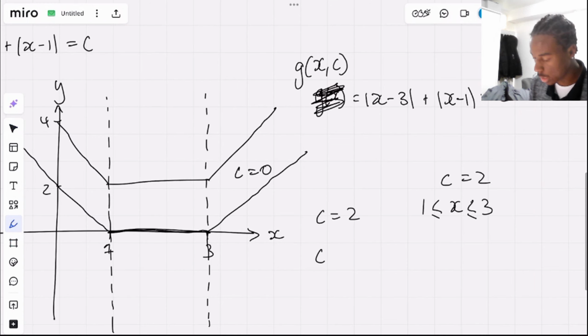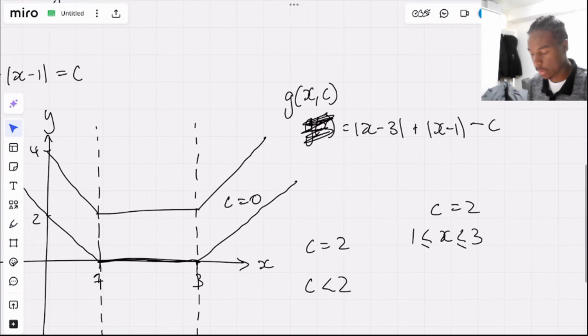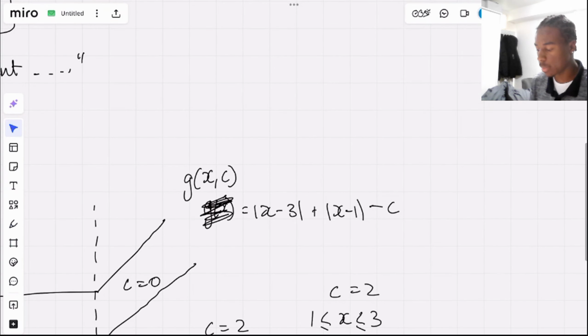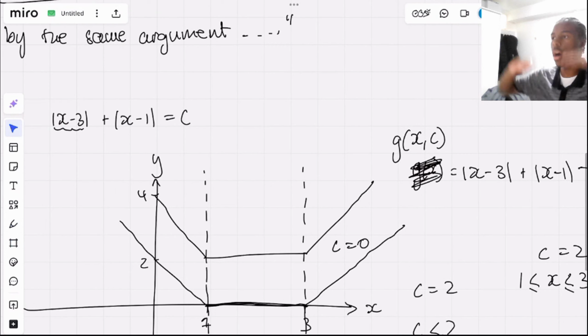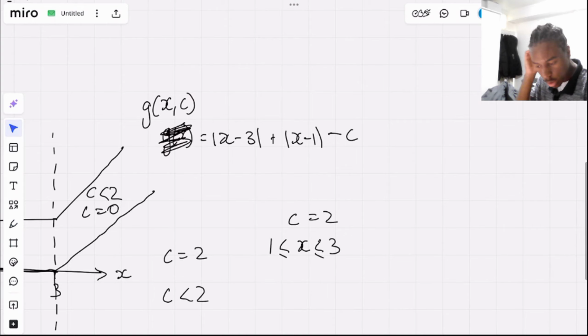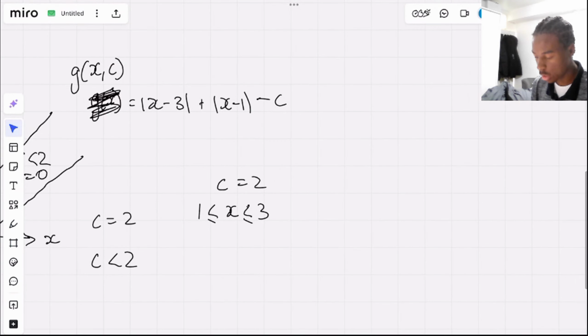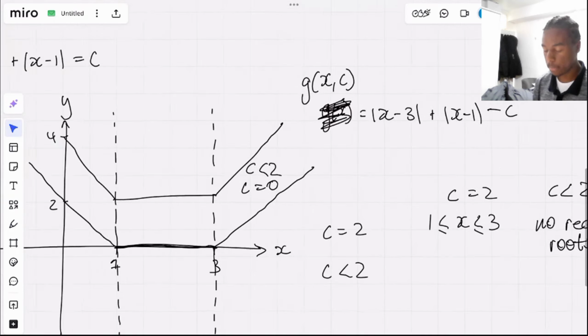For c less than 2, so when c gets very, very negative, because of this minus sign, our graph gets shifted up. And that can be seen for our c equals 0 case. So c less than 2, we're going to have no real roots, as you can clearly see by the graph. It's not going to intersect the x-axis for c less than 2. So for c less than 2, no real roots. Okay?